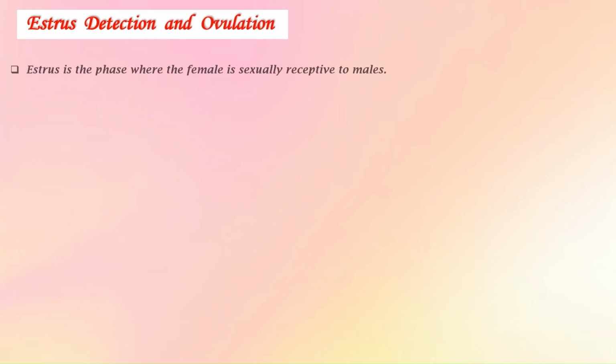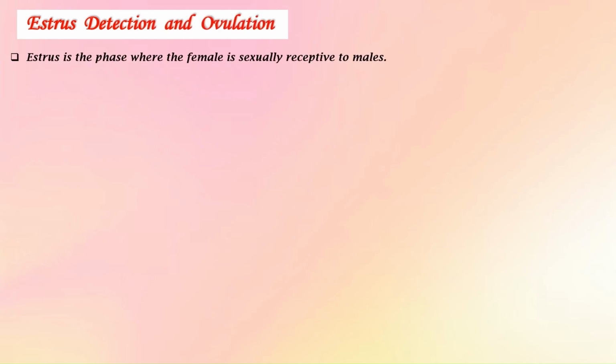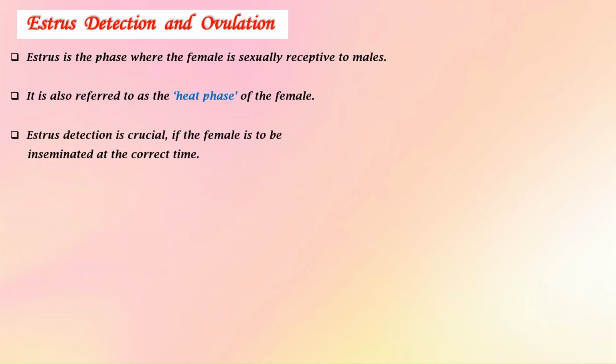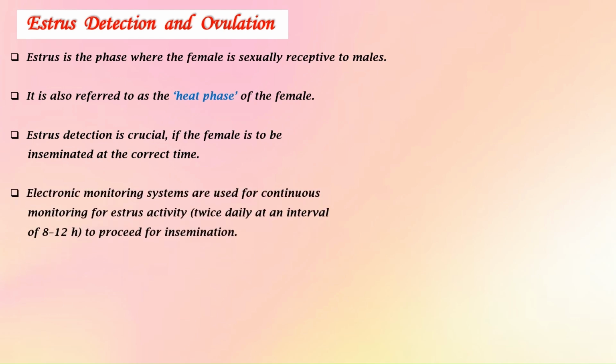Estrus detection and ovulation. Estrus is the phase where the female is sexually receptive to males, and it is also referred to as the heat phase of the female. Estrus detection is crucial if the female is to be inseminated at the correct time. Electronic monitoring systems are used for continuous monitoring for estrus activity twice daily, at an interval of 8 to 12 hours to proceed for insemination.